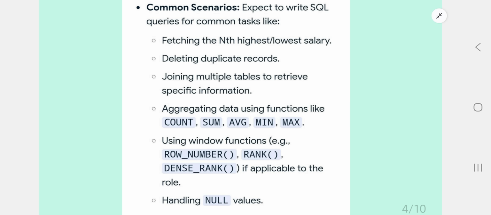And the next question was how to insert into a table, delete, and update. These basics are also important to clear the interview, because mostly these are the questions they ask.